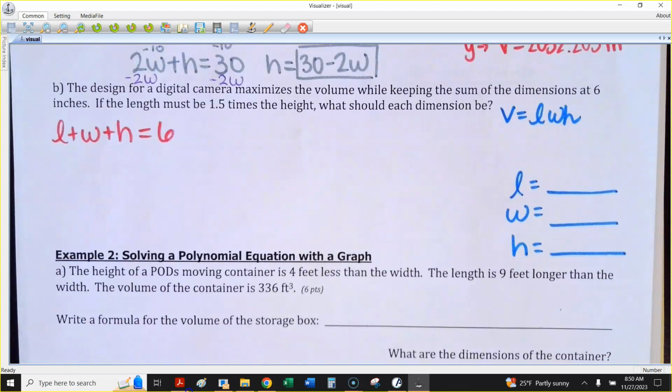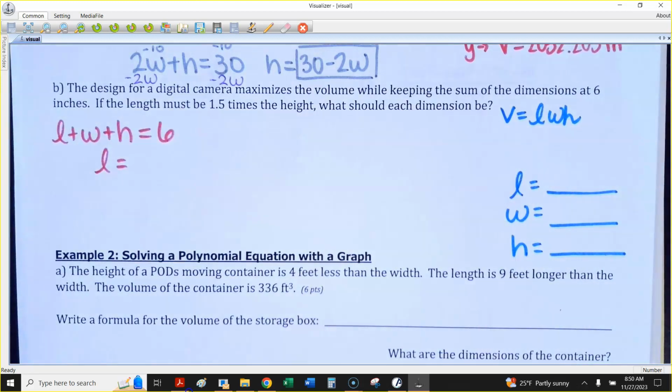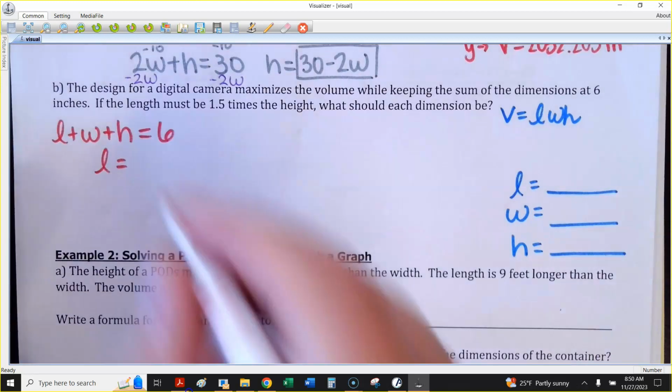And the other thing it tells us is the length is 1.5 times the height. So how would you write 1.5 times the height? Like how could I change that into an expression? What would that look like? Here we go. Exactly, just 1.5 h.